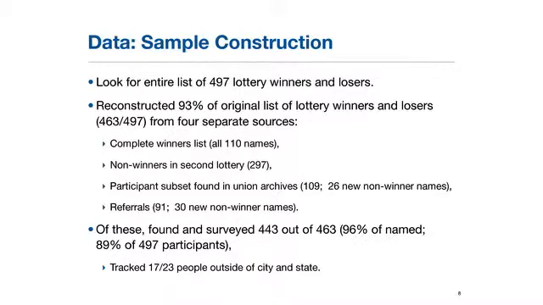So this means that through this process, out of 497 names, we were able to actually name 463 people. And when we went back to do the end-line survey, we were able to find and survey 463 of those households. Okay, so it works out to be about 96% of the named and 89% of the 497 participants.